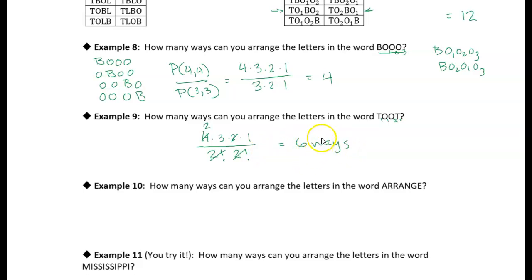So we have 4 letters. We have 2 O's and we have 2 T's, and those O's and T's are indistinguishable, so that's why we're dividing by 2 factorial times 2 factorial.